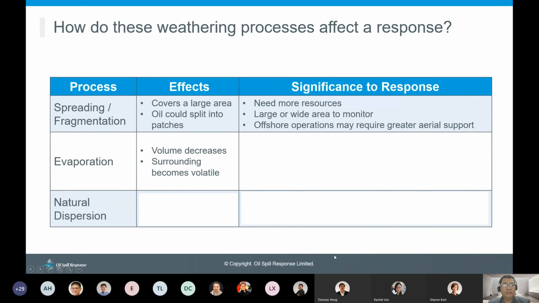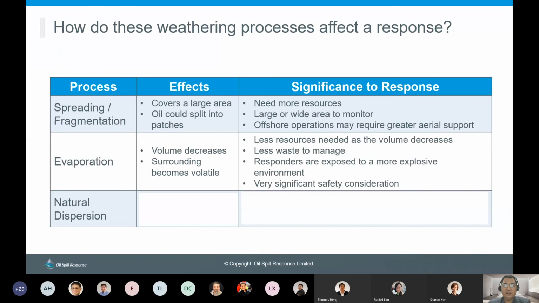As for evaporation, as we know, the volume decreases. But again, the surrounding becomes volatile. So what is the significance to response? When the volume decreases, it means we need fewer resources, and we have less to manage. But because the surrounding is very volatile, responders are exposed to a more explosive environment, and that is a very significant consideration before you go in and respond to that spill.